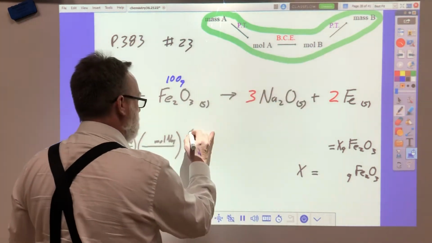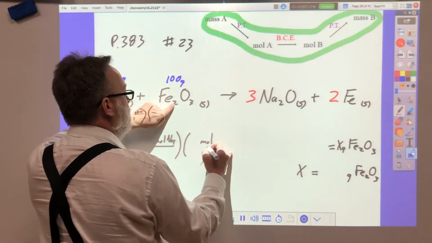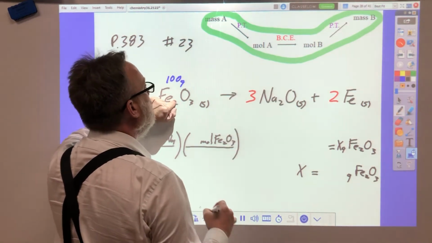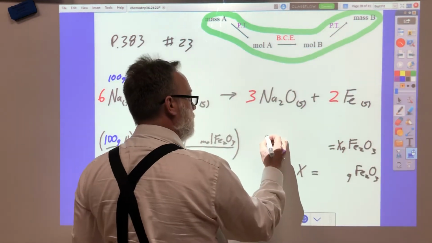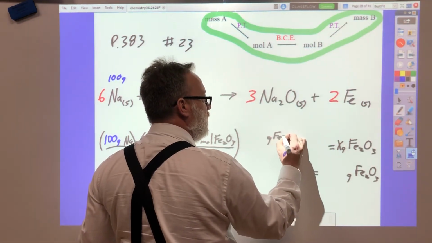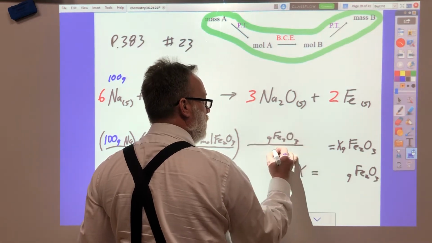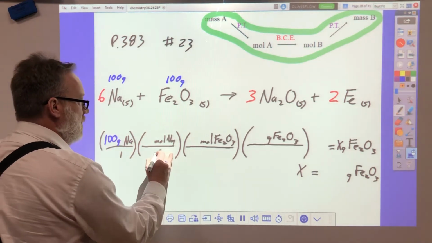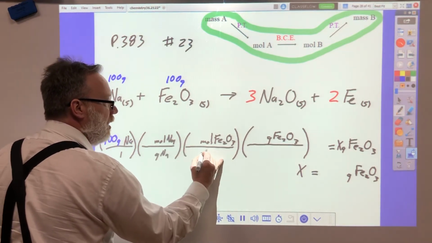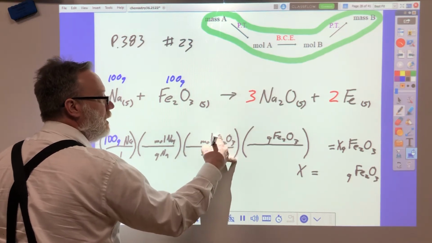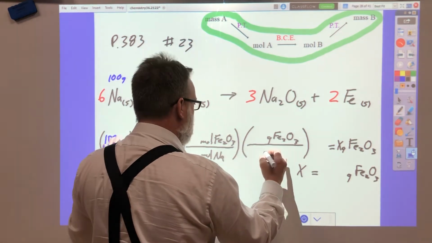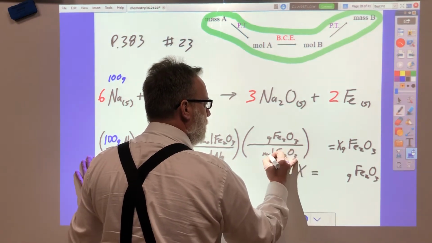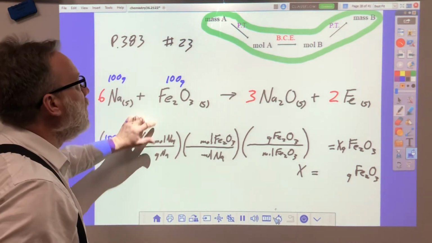Moles of B, which is Fe2O3, to grams of B. Grams Fe2O3 over what? Okay, and this goes here. Grams Na, this goes here. Moles Na, this goes here. Moles Fe2O3. Okay, where do these numbers come from?